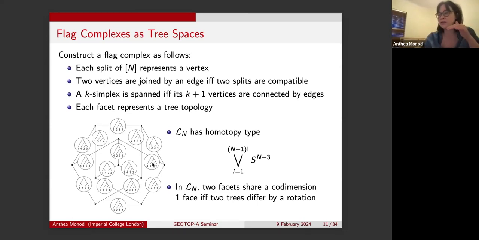So it turns out that this flag complex is nothing but the link of the origin, right? What we were talking about before, which is the skeleton of BHV space. This link of the origin happens to have the homotopy type of a wedge of (n-1)! spheres, each of dimension n-3, and each sphere corresponds to the boundary of an icosahedron embedded in BHV space. So in L_n, two facets share a codimension one face if and only if the two trees differ by a rotation.